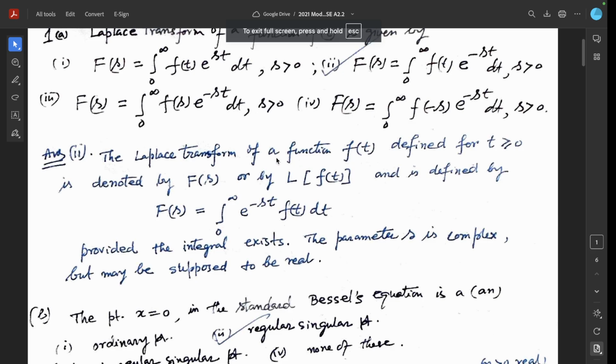The Laplace transform of a function f(t) defined for t greater than or equal to 0, real variable t, is denoted by capital F(s) or by L of f(t), and is defined by capital F(s) equal to the integration from 0 to infinity of e to the power minus st f(t) dt, provided this infinite integral exists. The parameter s actually is a complex number but may be supposed to be real.